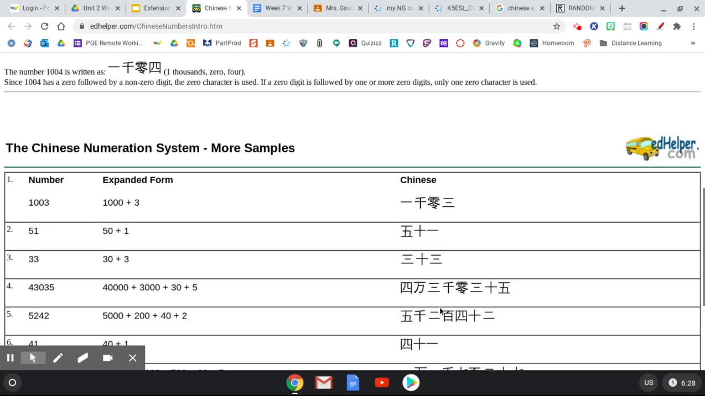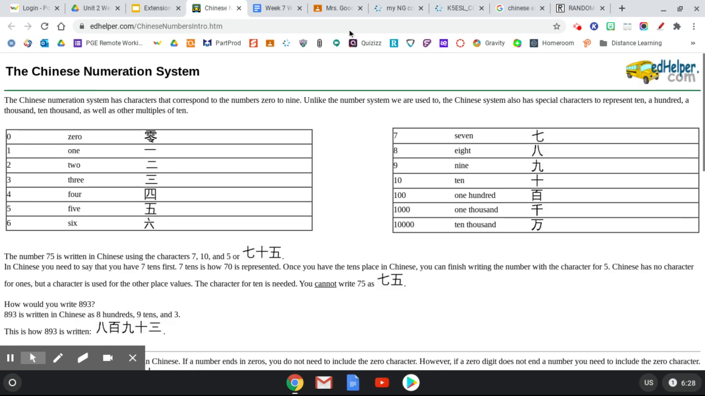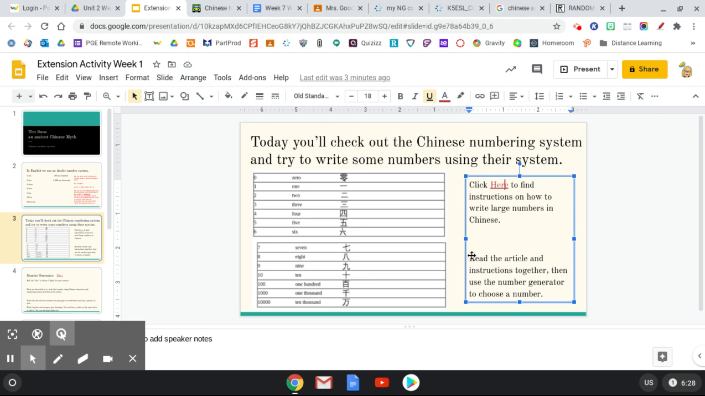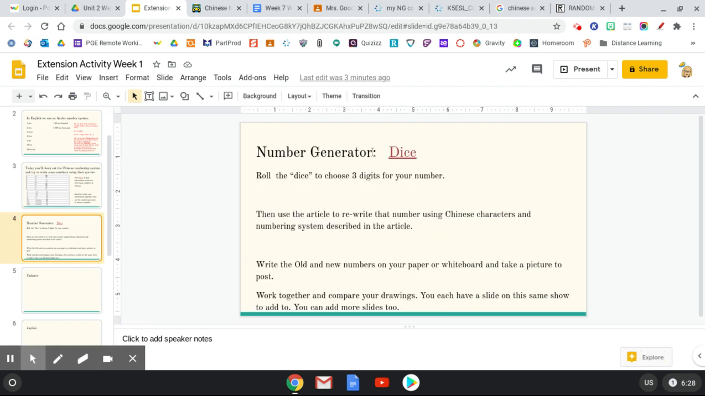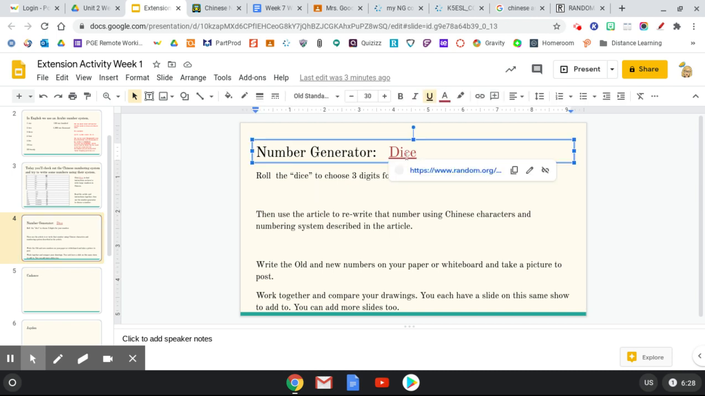So how are you going to work today? Well, hopefully working together with some giggles and fun. You each have a slide. So that's the article that will help you. And then you're going to use the number generator. And I want you to just see how this works.